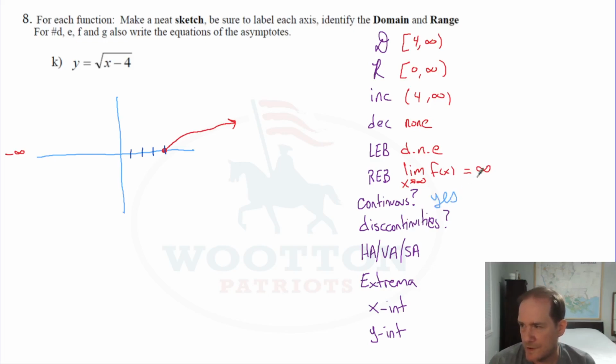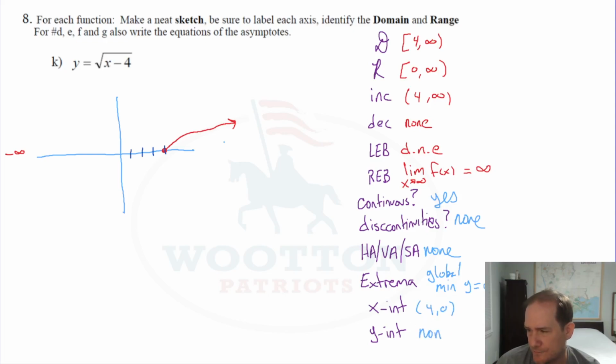Yes. Because again, continuous didn't mean that we cover the whole x-axis with values. It just meant that once you start, you can't start and stop, or stop and start. None. None. I do have an extreme value, and it's a global min, and it's y equals 0. My x-intercept is 4, 0, and my y-intercept is that we don't even have one. So there you go. There's some properties of this particular radical function.